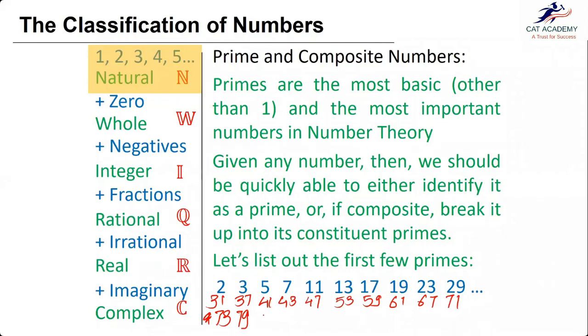then 83, then 89, and last one is 97. Okay, so you can check. 87, no, Madhushri, 87 is 29 threes are.